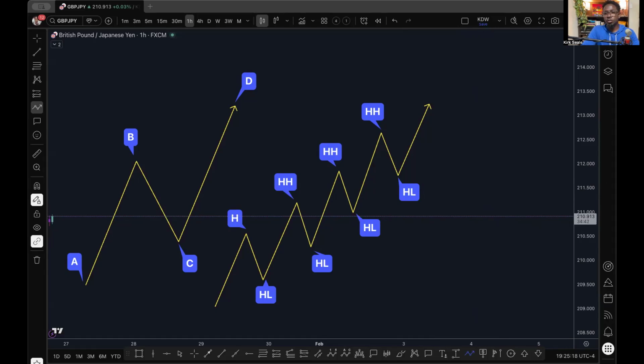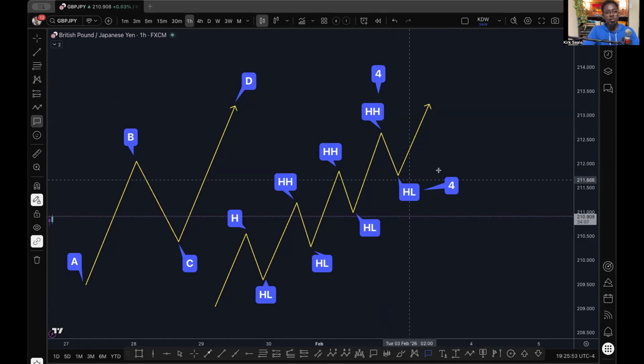So 1, 2, 3. All right, cool. All right, we got 1, 2, 3, 4 for the higher highs. And we got 1, 2, 3, 4 for the higher lows. Y'all set me up. Okay. We'll keep it moving.